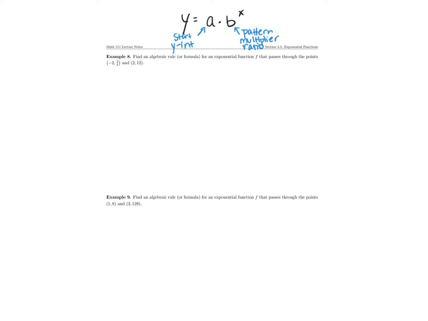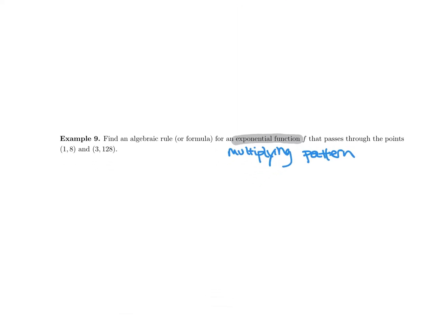So when we get started, I'm actually going to start with example 9 over here. Example 9 says, find an algebraic rule or formula for an exponential function. Again, just a reminder, an exponential function is a multiplying pattern. So write a rule or formula for an exponential function, f, that passes through the points (1, 8) and (3, 128). I'm going to zoom in here really quick for us.